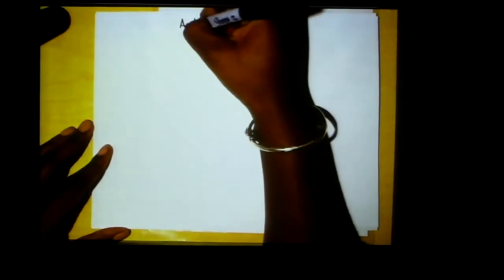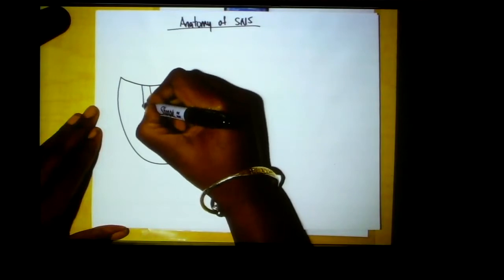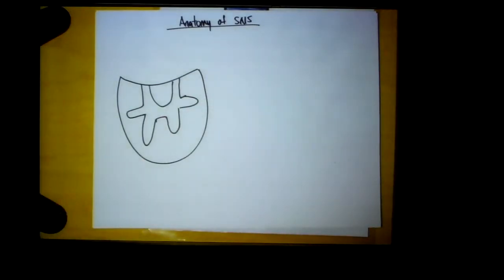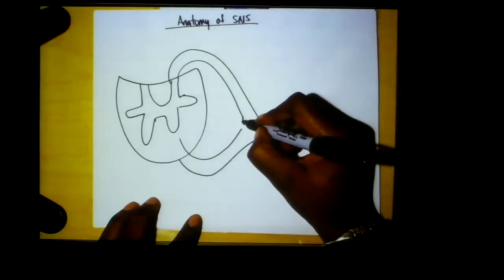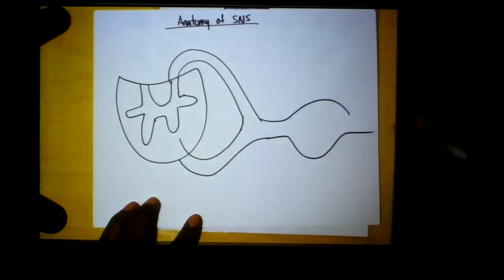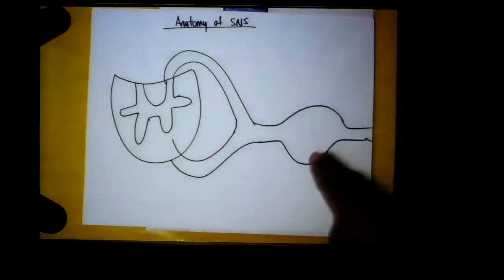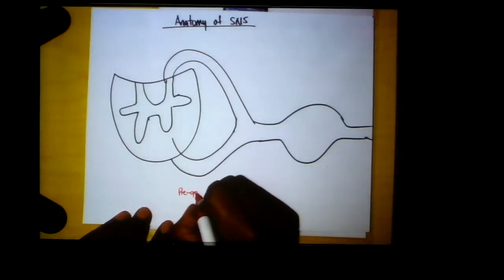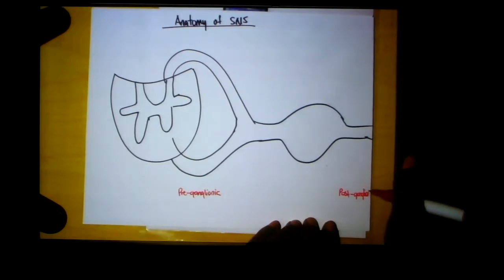Okay, so let's look at the anatomy of the sympathetic nervous system. Again, we're going to start with this cross section. We took a cross section of the spinal cord, and we have the dorsal horn, the lateral horn, the ventral horn. So our spinal cord, this would be the preganglionic part of the neuron, the ganglia, and then the postganglionic part of the neuron. Let's make a note of that here. This should be ganglionic.